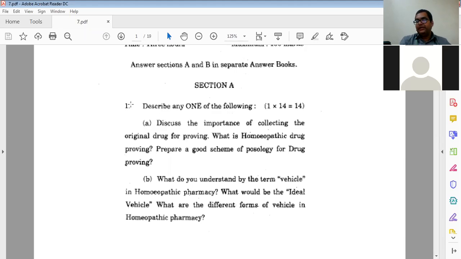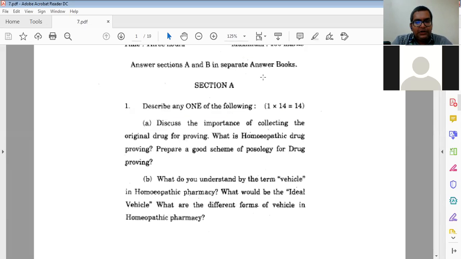Previously, when you felt the drug you are proving was totally safe in crude form, you could go for a crude proving. But mostly crude proving is not done nowadays. Now very low potencies are proved. So be clear about this. Already this is in our book, and we have already studied it.